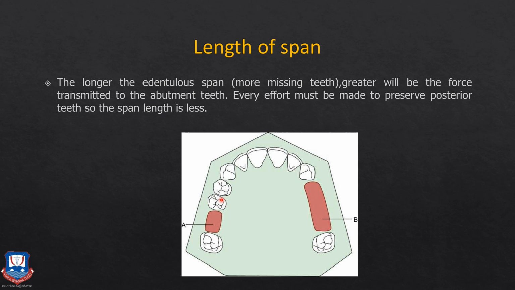So every effort must be made to place the direct retainer assembly directly on the terminal ends of the long edentulous span. And if we can save any terminal abutment, like even say a third molar or a second molar that may have a questionable prognosis, but if it can be saved, we should try to save them so as to reduce the length of the edentulous span.